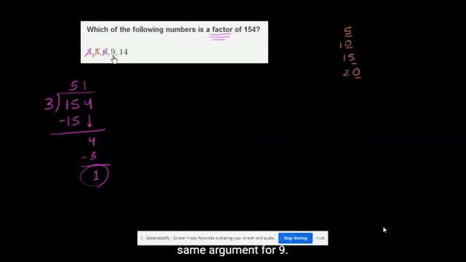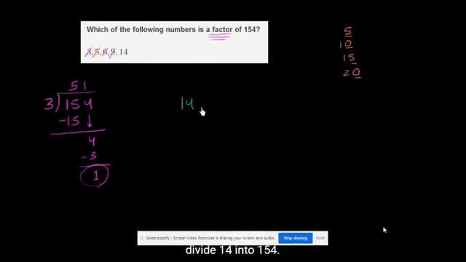And we would make the same argument for 9. If something is divisible by 9, it's going to be divisible by 3, because 9 is divisible by 3. Well, it's not divisible by 3, so we're going to rule out 9 as well. So we've ruled out everything. It looks like 14 is our only option, but let's actually verify it.